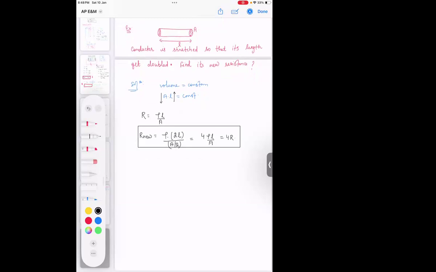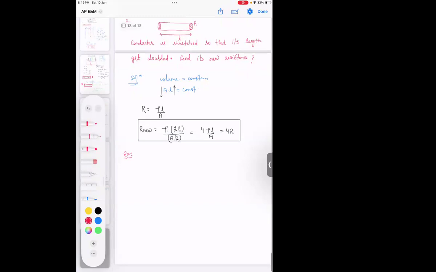Understood? Please tell me. But if I say that the conductor is cut in half, cut into two equal pieces, in this type of process, what will happen? Only the length will change; the area of cross section will remain as it is. Is that clear? Please tell me, clear or not? So whenever they say length got halved or doubled, please keep in mind what happened with the other thing. Did it also change or not?